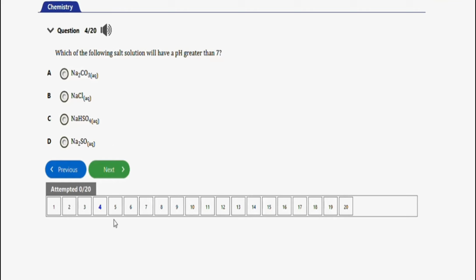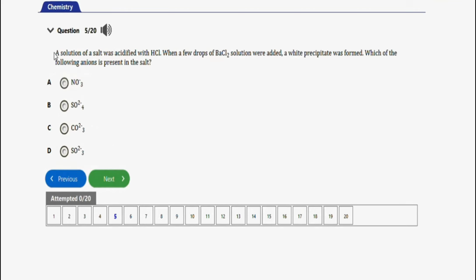Next question. A solution of salt was acidified with hydrochloric acid. When a few drops of barium chloride solution were added, a white precipitate was formed. Which of the following anions is present in the salt? The right option will be option B, tetraoxosulfate(VI) ion. Take note of this question, guys, very important.